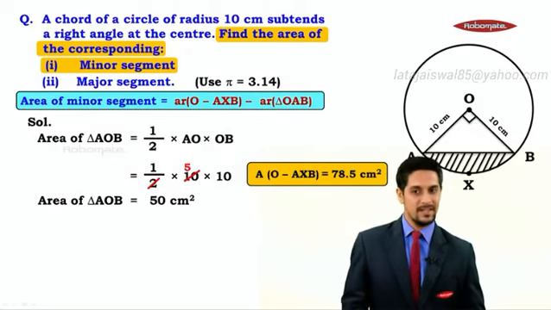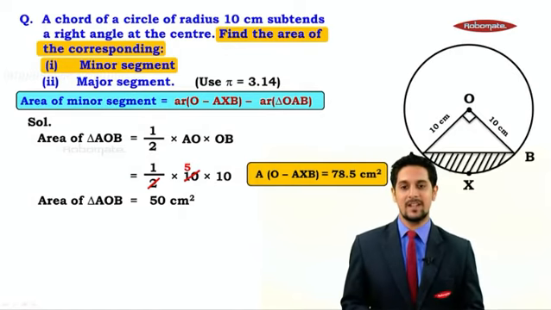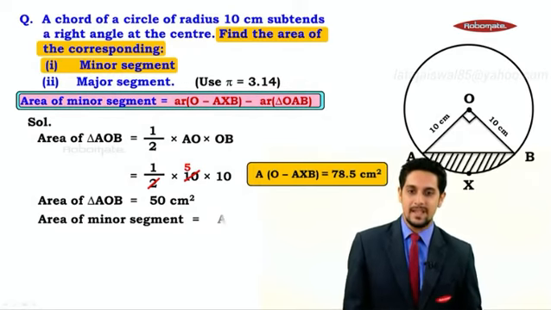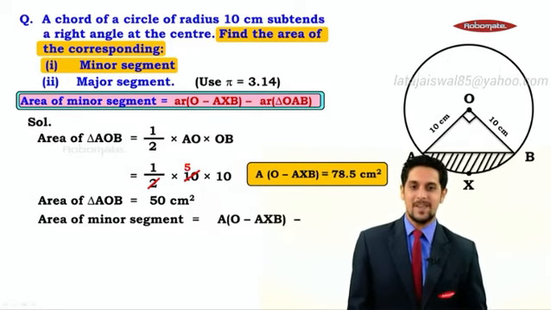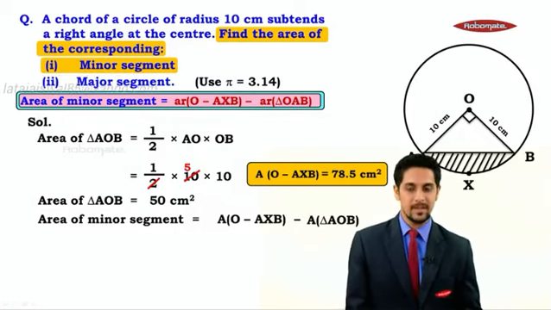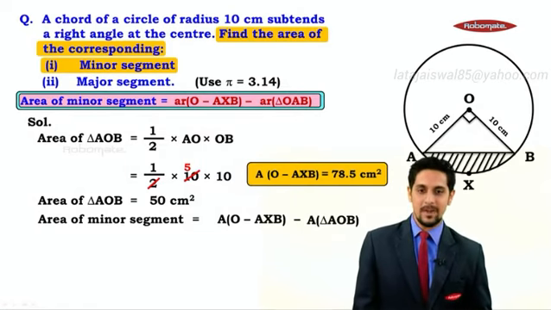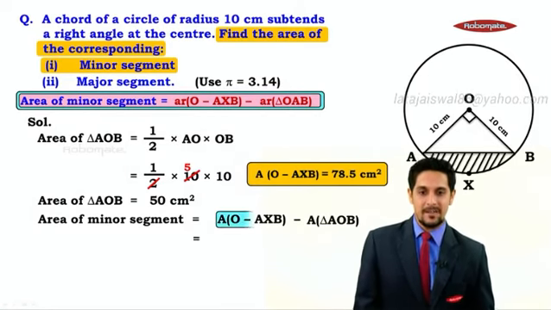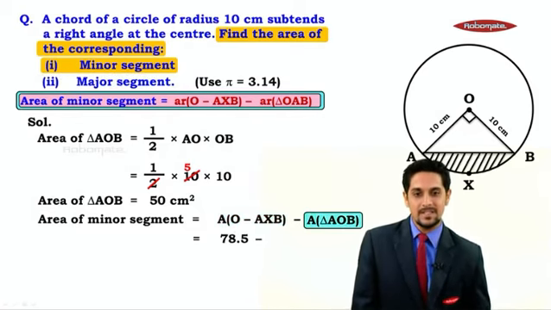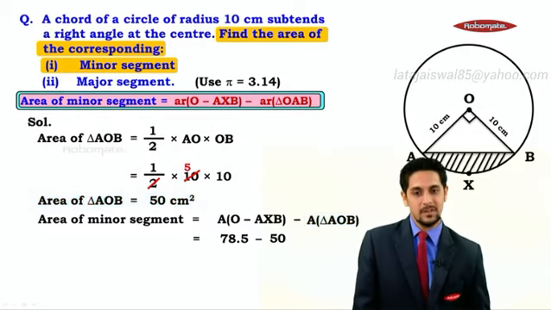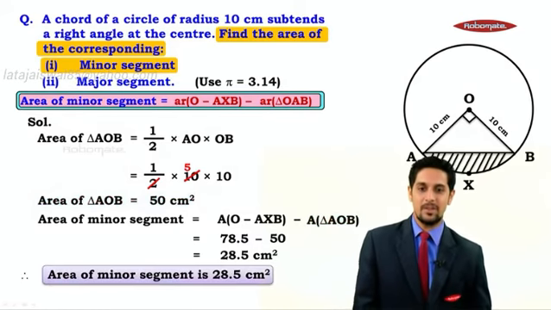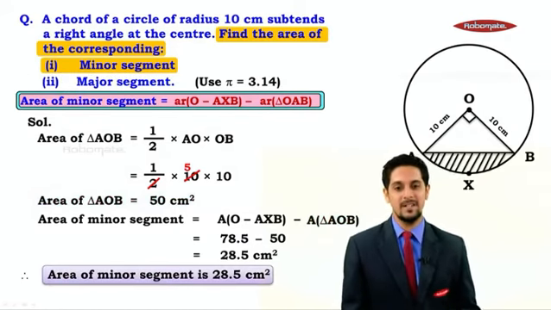Now students, we have calculated the area of sector as well as the area of the triangle. So now we can find the area of minor segment, which is equal to area of the sector O dash AXB minus area of triangle OAB or AOB. On substituting the values, we have area of minor segment is equal to 78.5 minus the area of triangle, which is 50. The difference between the two terms gives us the answer as 28.5 centimeter square. So the area of the minor segment is 28.5 centimeter square.